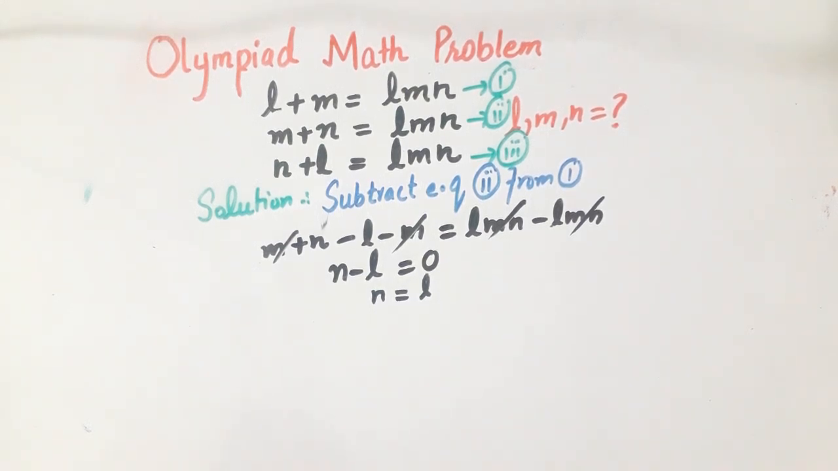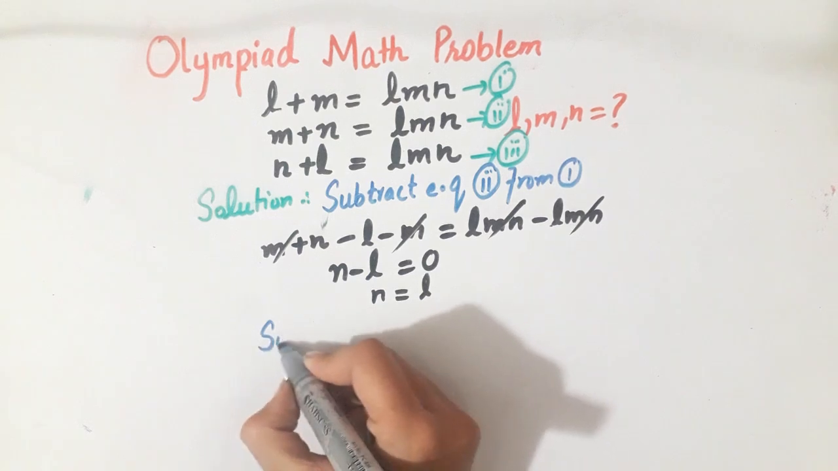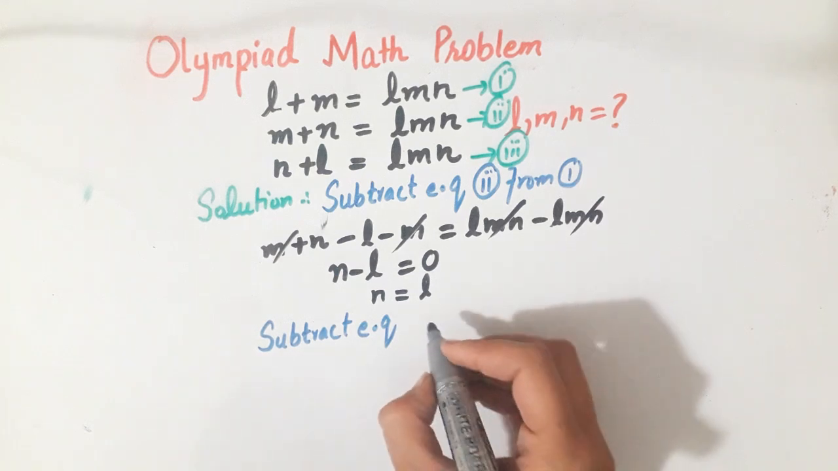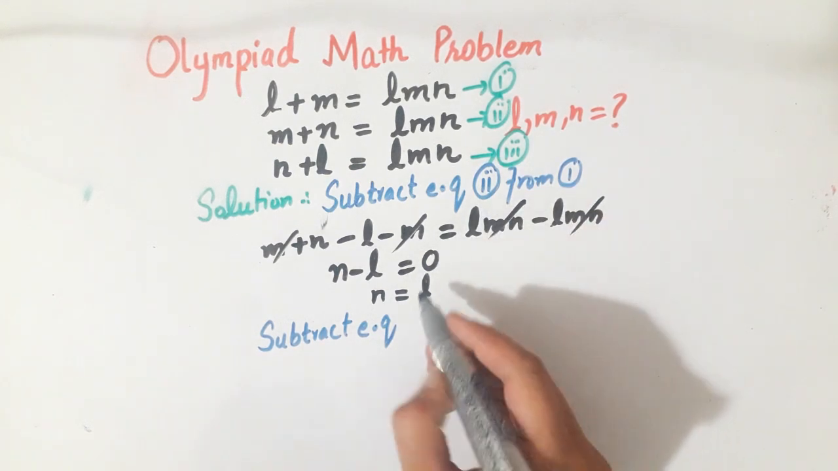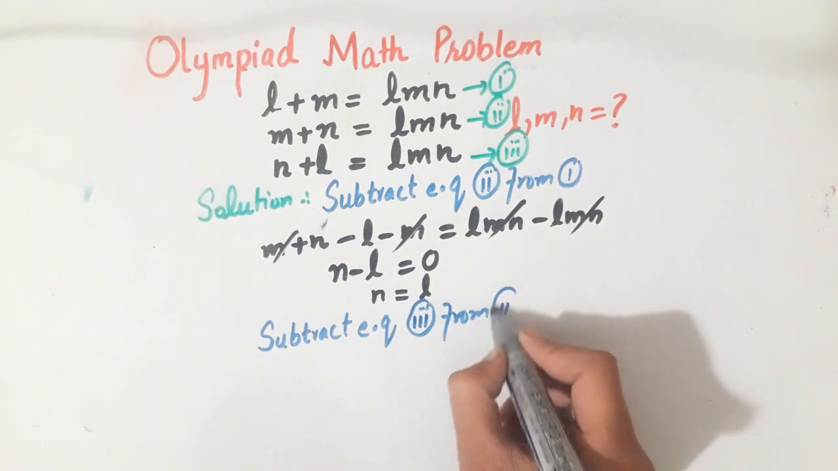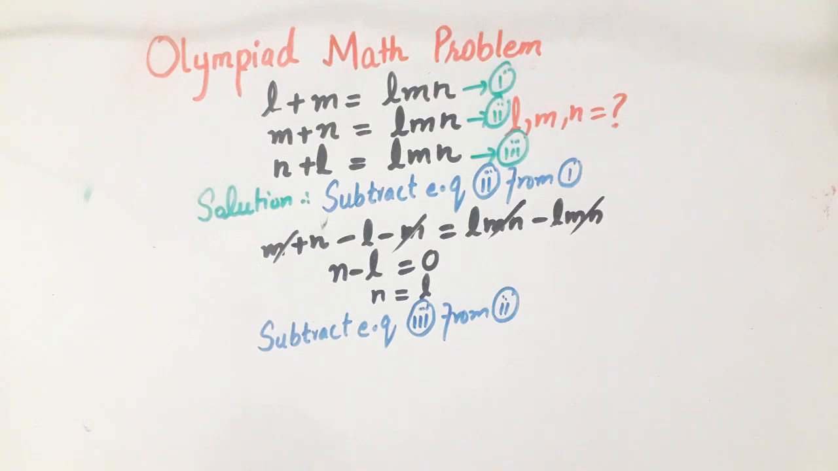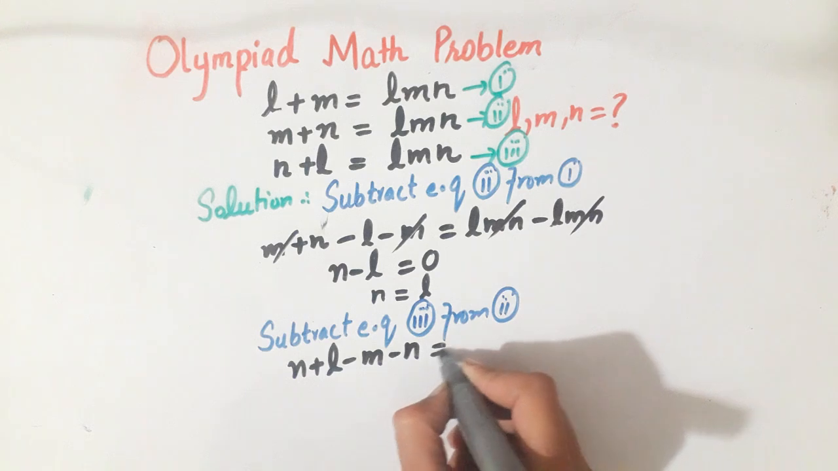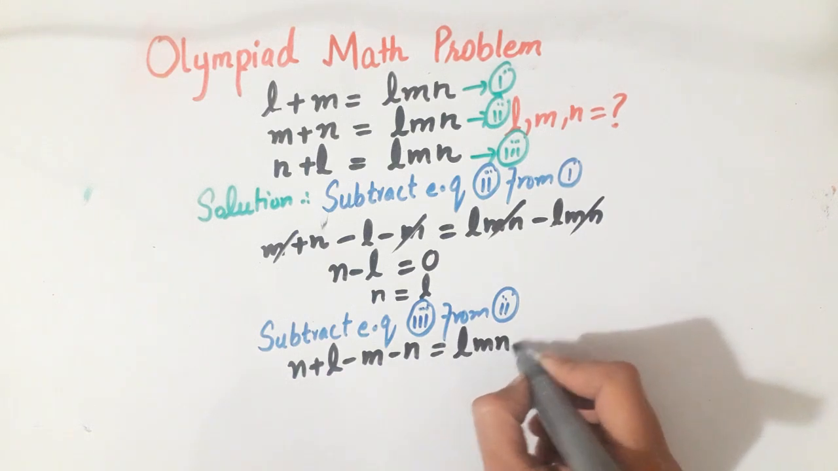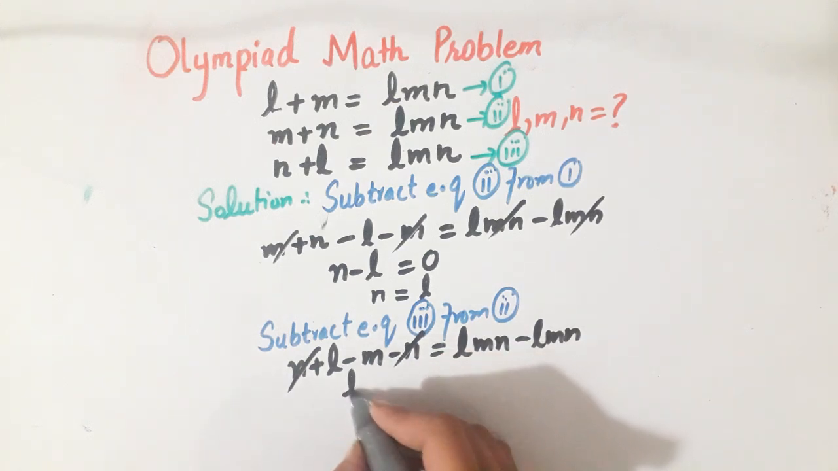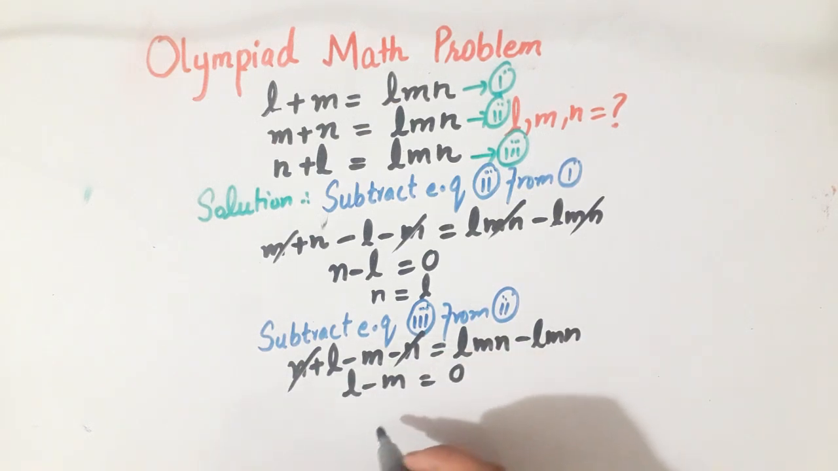Now same as it is, we will subtract equation 3 from 2. So we have N plus L minus M minus N equals LMN minus LMN. So N and N are cancelled out. We have L minus M equals 0. So we have L equal M.